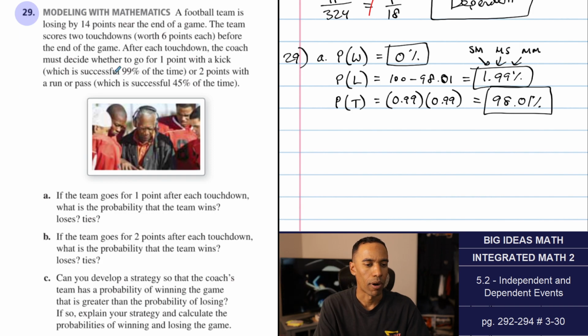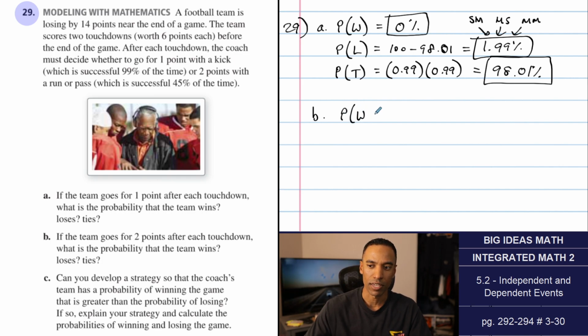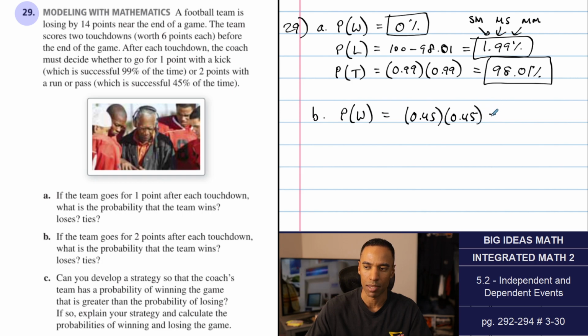Oh, that's just part A. Part B. If the team goes for 2 points after each touchdown, what's the probability the team wins, loses, or ties? Now that they go for 2, it's the same concept as before. Probability of a win: if you get both of them, you will win. They're going for 2 on both, so you get a 45% chance the first time and a 45% chance the second time. So 0.45 squared.